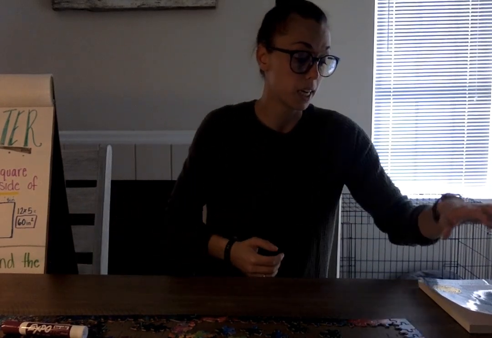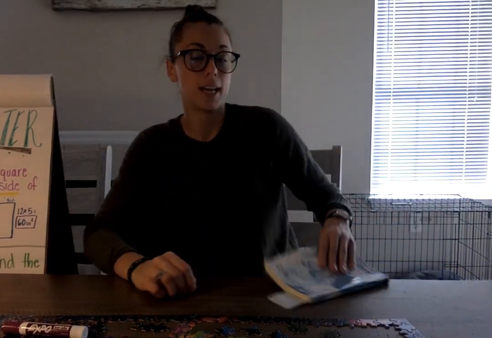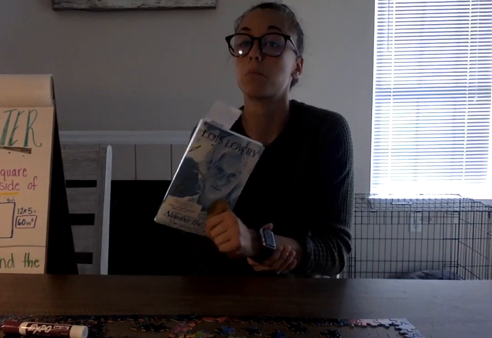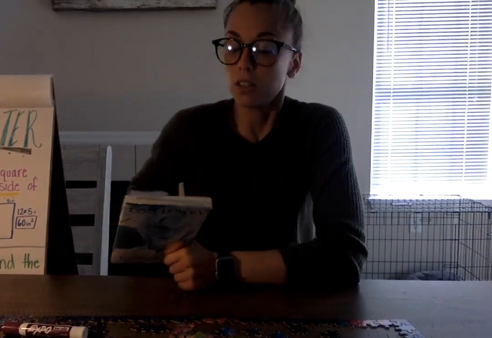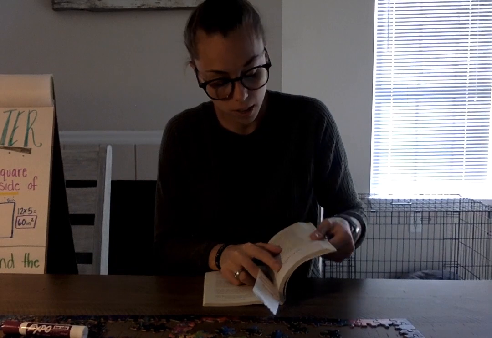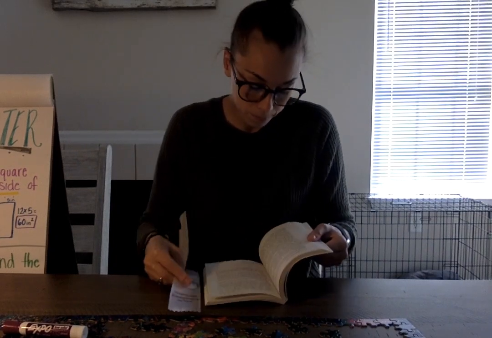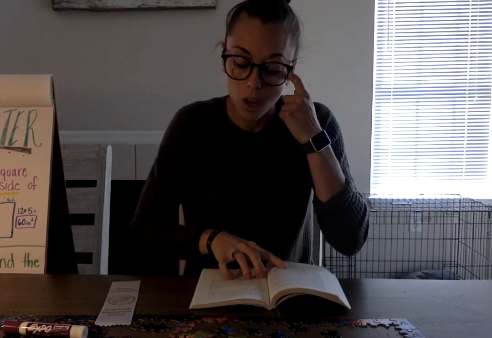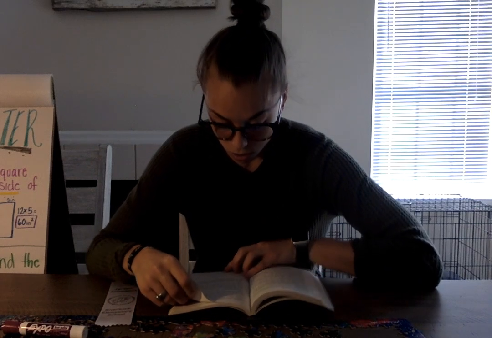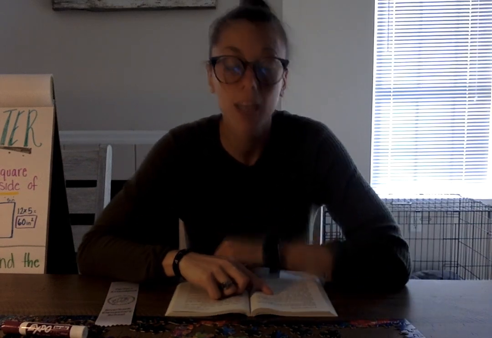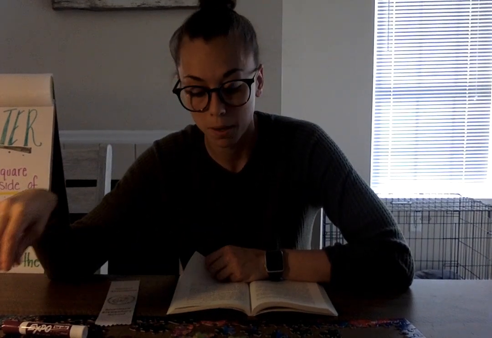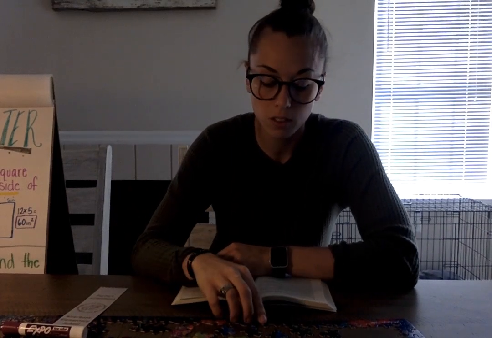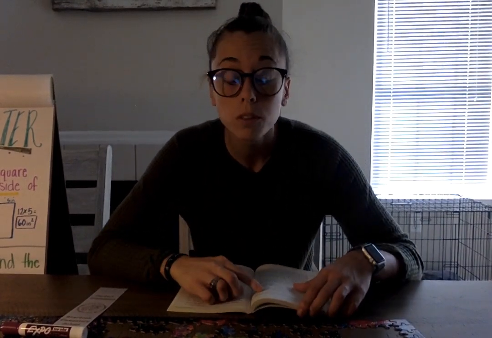I'm going to go straight into reading, and we're going to pick up from where we left off in Number the Stars. So, just to give you guys a quick recap: Anne-Marie and her family and Ellen are all at her Uncle Henrik's house. They're out in the country. Uncle Henrik is a fisherman, so he lives right by the ocean on the coast.